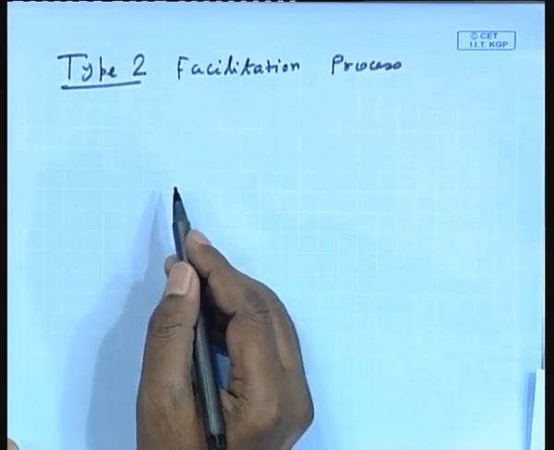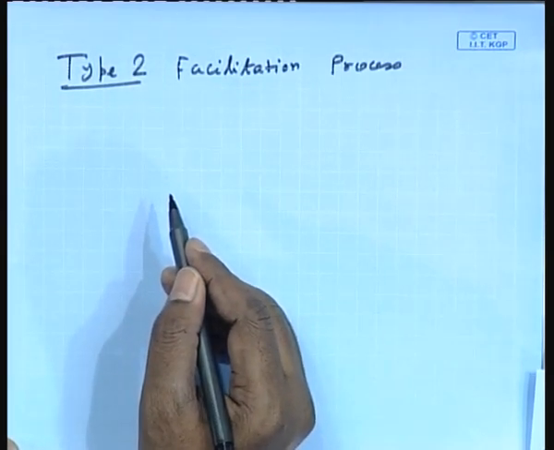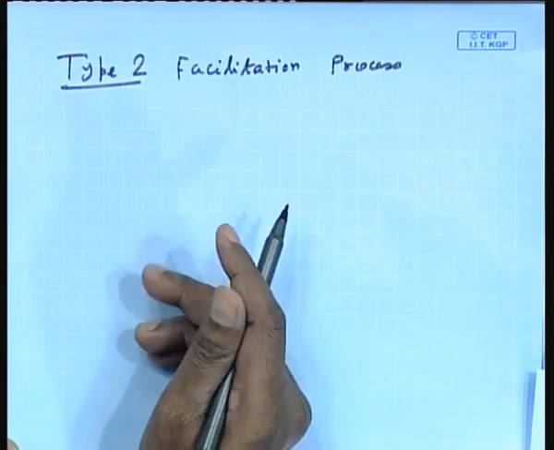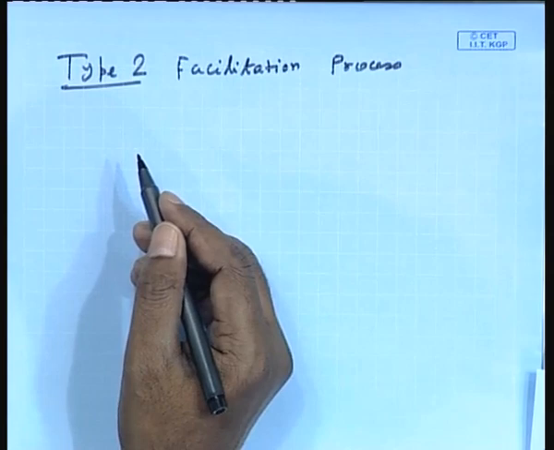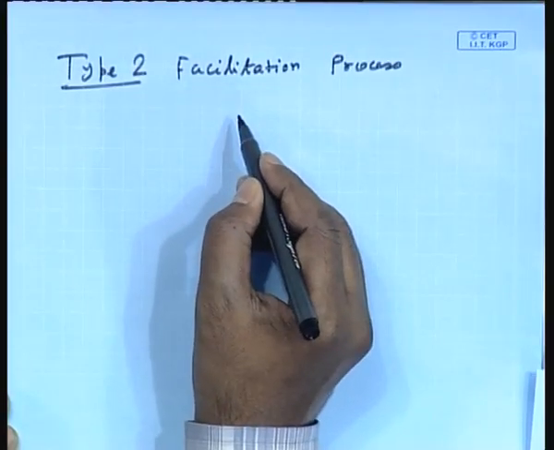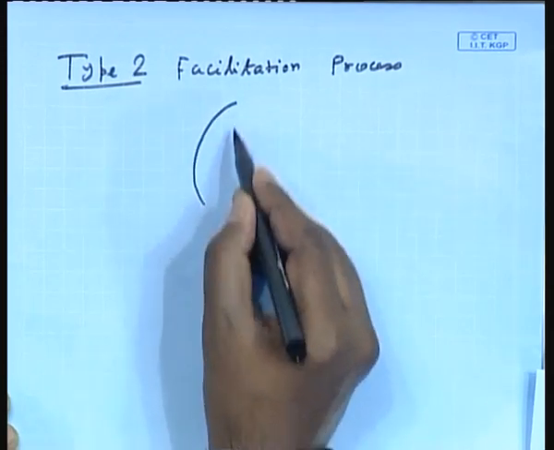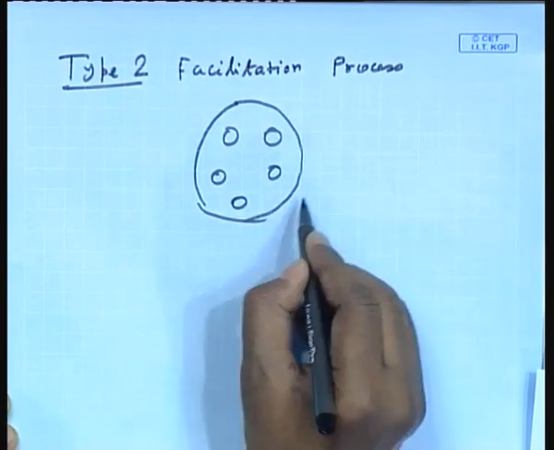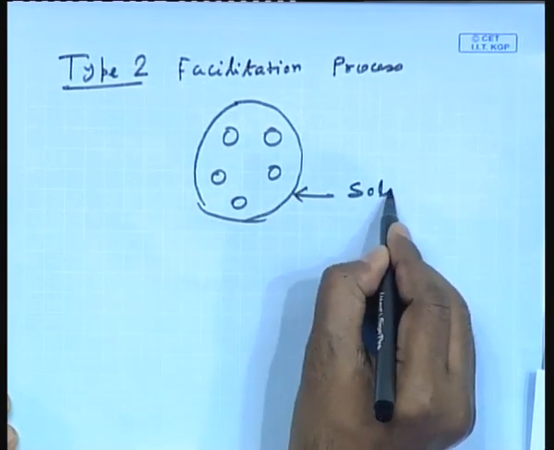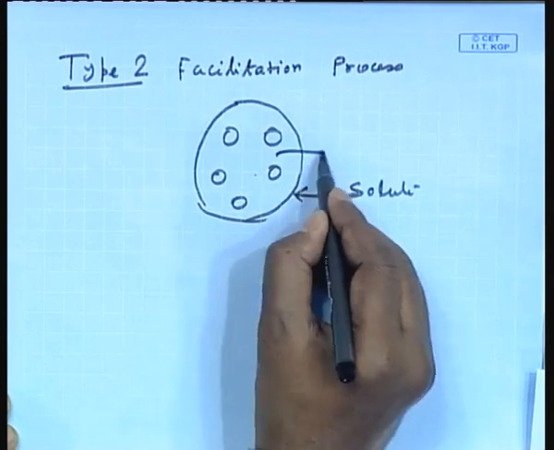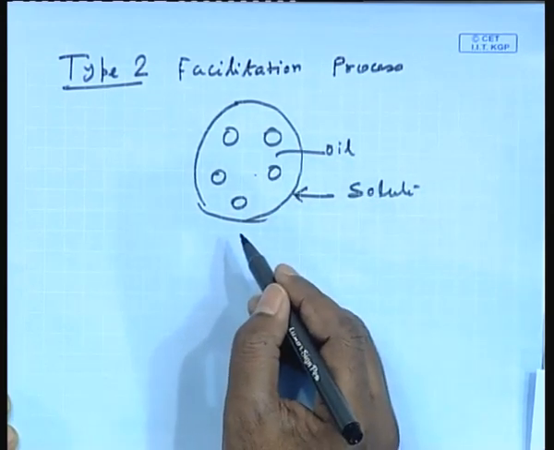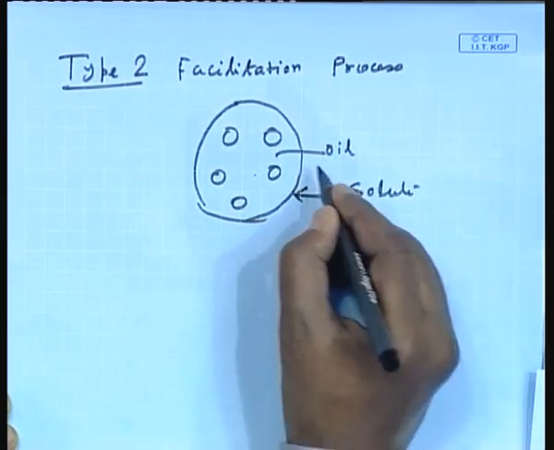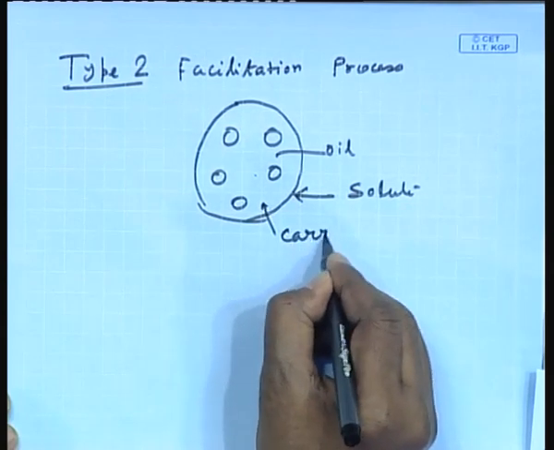In type 2 facilitation, diffusion of species is carried out across the membrane phase by incorporating a carrier compound, or complexing agent, present in the oil phase. In this case, the diffusion will occur, let us say this is the emulsion globule. Now, the solute is present. Now, in the oil phase or in the membrane phase, we use one carrier or a compound. Okay. One carrier is used.